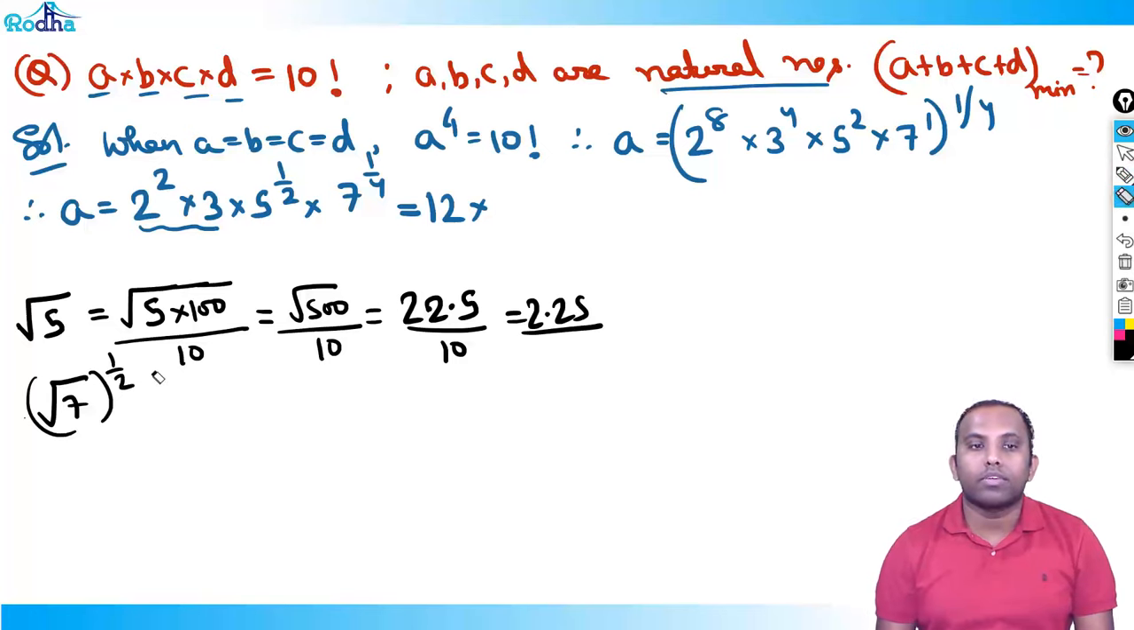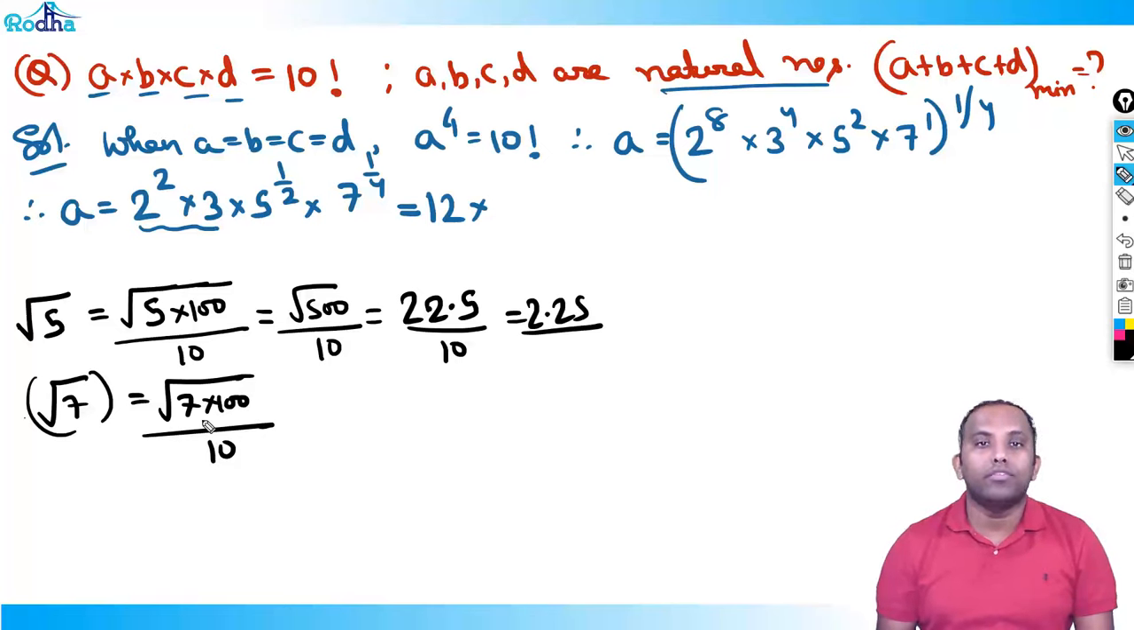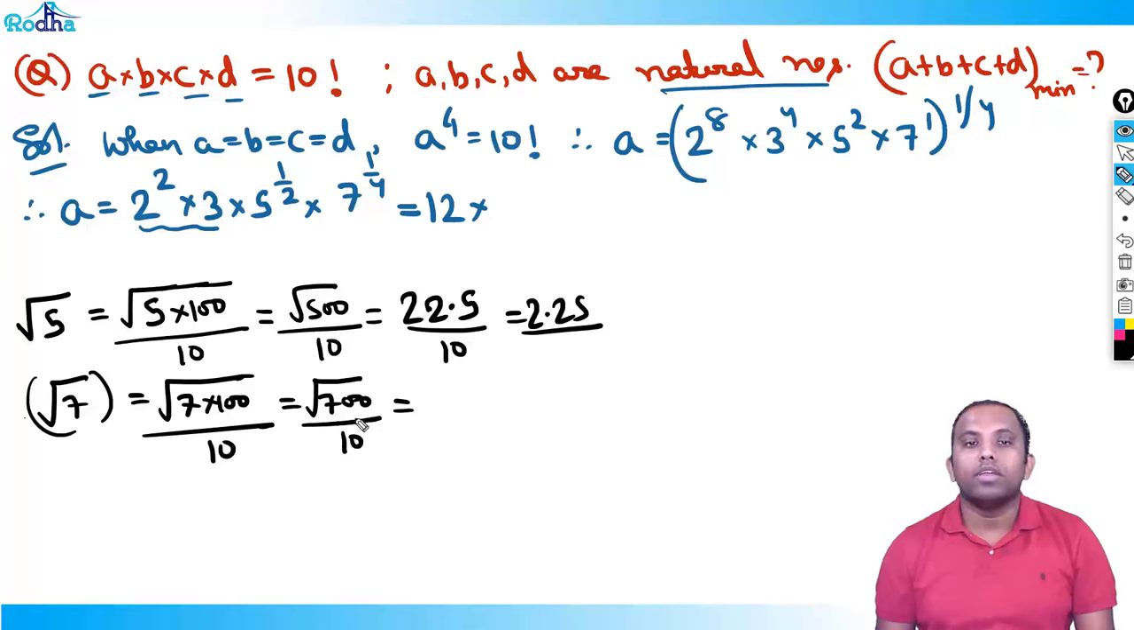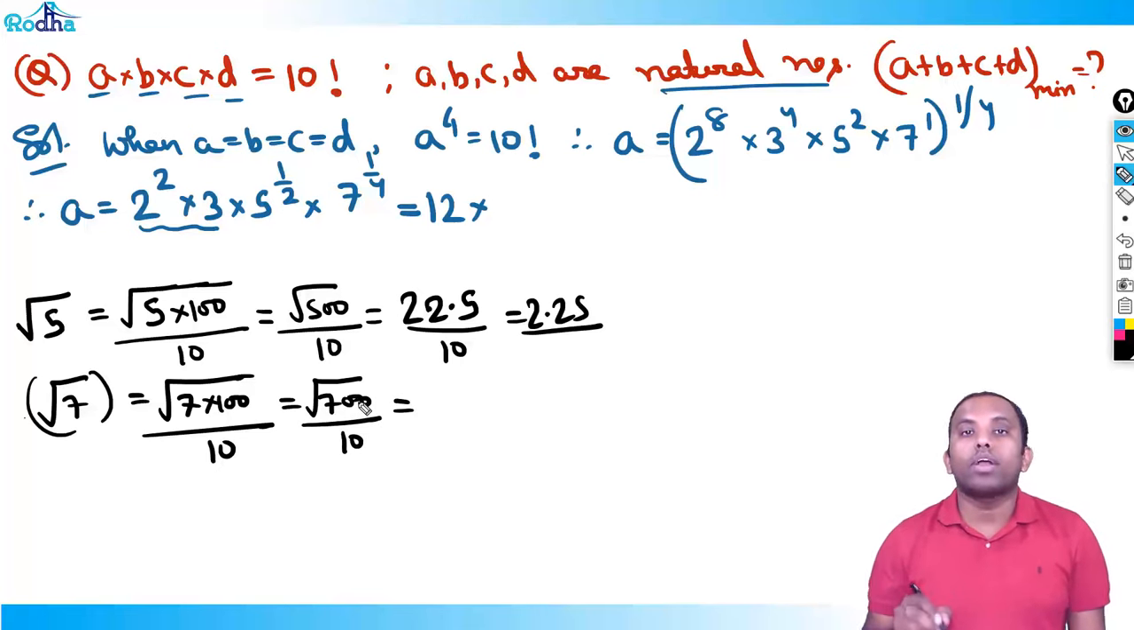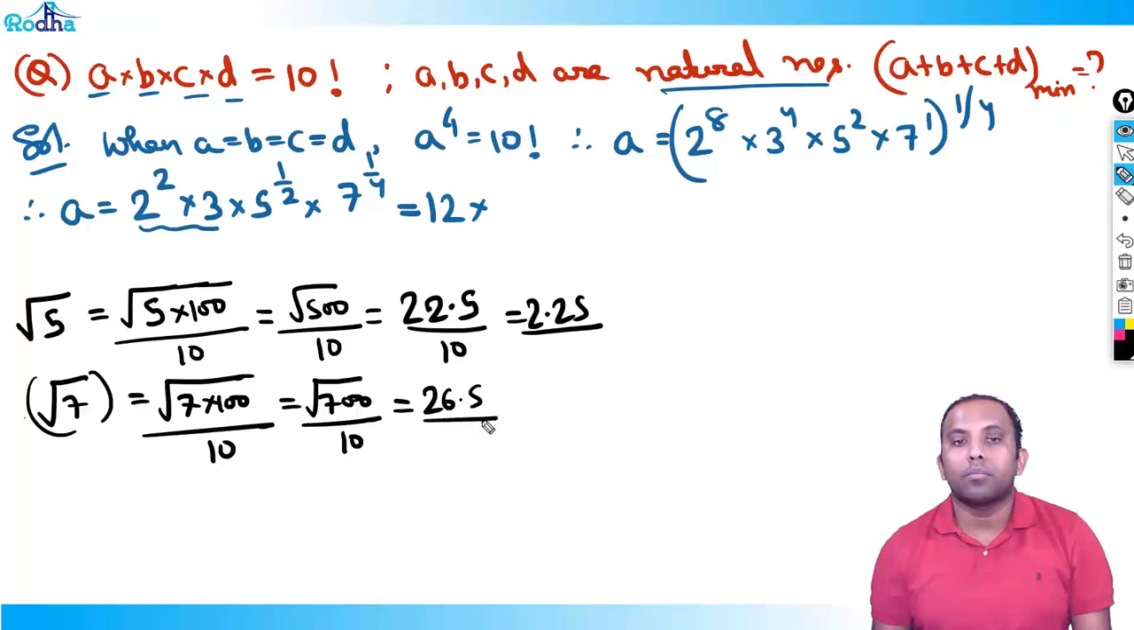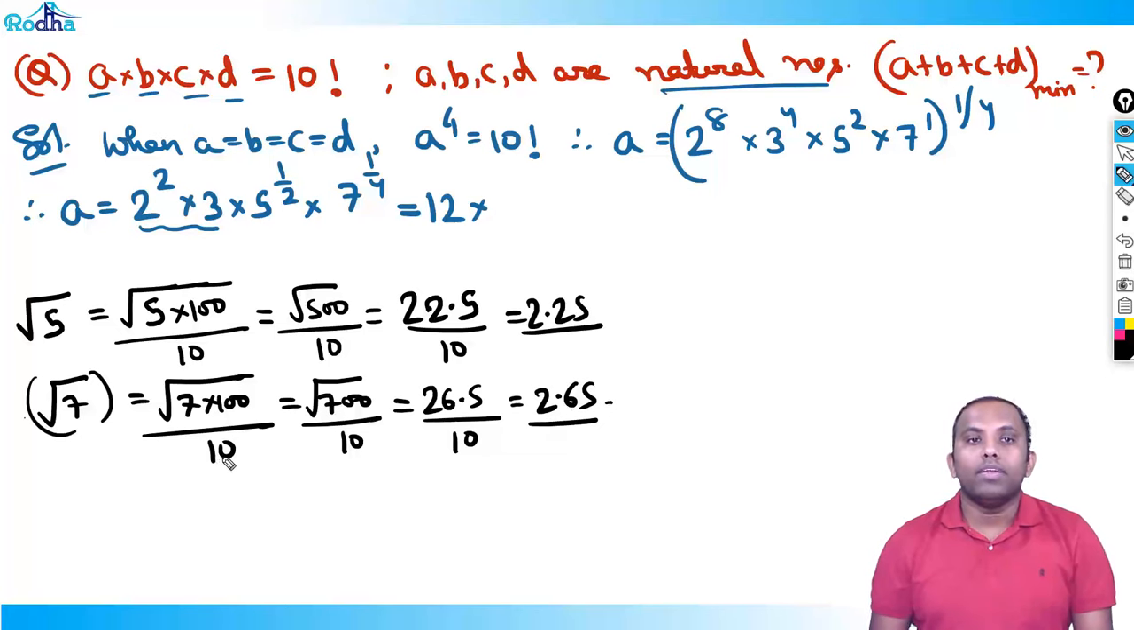Okay. Now, similarly, what is root 7? Again, same thing. Root 7 multiply by 100, divide by 10. Root 100 is 10. 10, 10 will cancel. Won't make any difference. So, what is root 700 now? 26 square is 676. 27 square is 729. It lies between 26 and 27, root 700. Let it be 26.5 by 10. It is around 2.65, right?